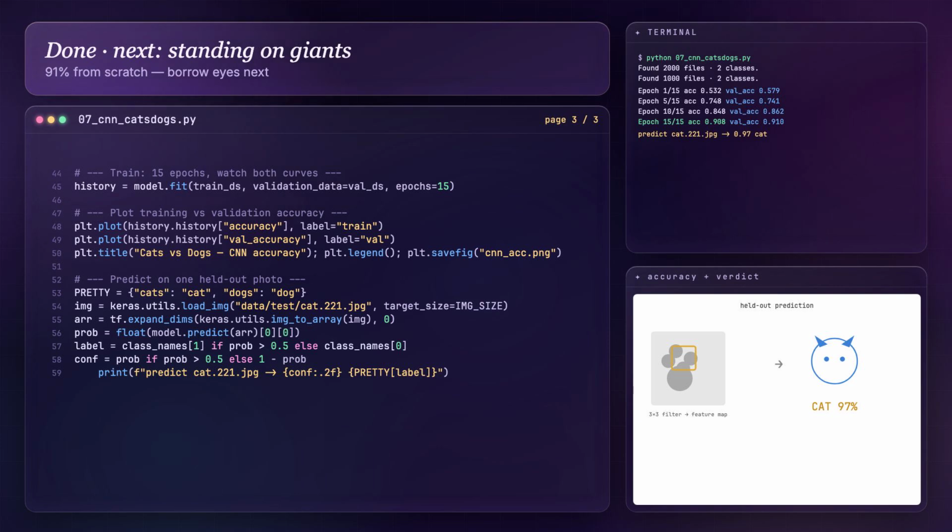We'll take MobileNet v2, a network that already learned to see millions of images, and bolt our cat versus dog head onto its shoulders. Same problem, a fraction of the work and a big jump in accuracy. See you there.